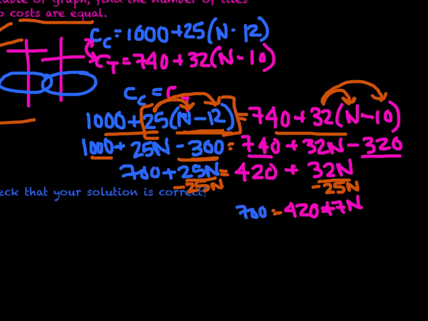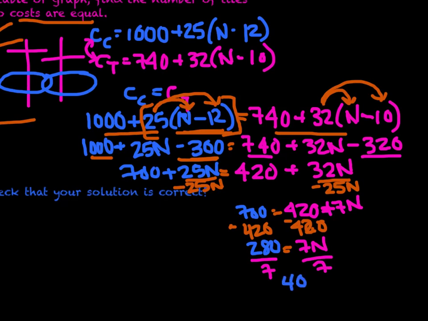And now we're going to subtract 420, and then we'll divide by 7, because we're doing the opposite of what is there. So 700 minus 420 gets me 280, and that is equal to 7n. So now we're going to divide by 7 on both sides. So we get simply 40 is equal to the number of tiles.